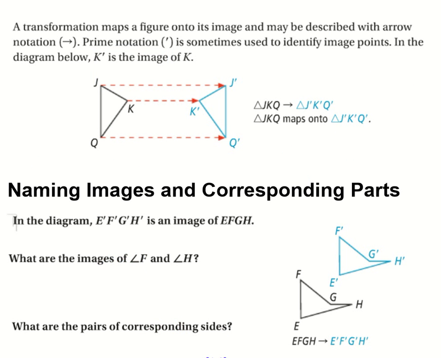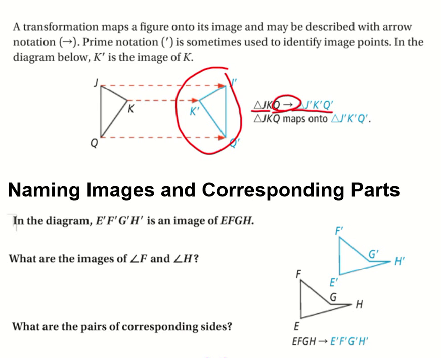So, we've talked about isometries a little bit and transformations. Now, what a transformation does is it maps a figure onto its image, and you can describe it with arrows, such as the arrows in this picture. See those three arrows? They've shown how it's done. Here you see another arrow. They say you take the first figure and you map it to the second figure. Now notice they have these little marks that look like apostrophe signs. They're called prime notation. We use those to identify the image points.